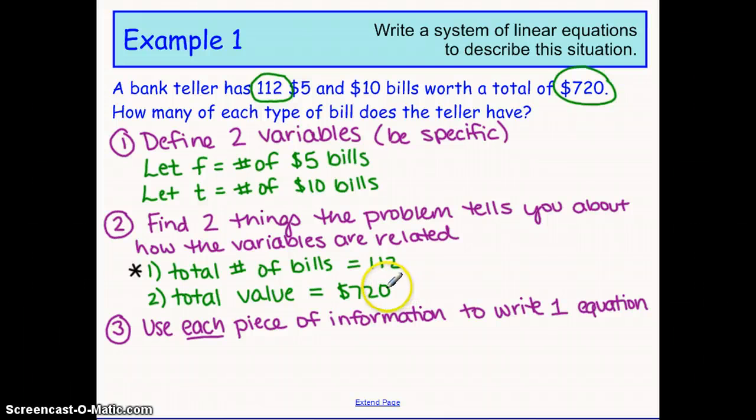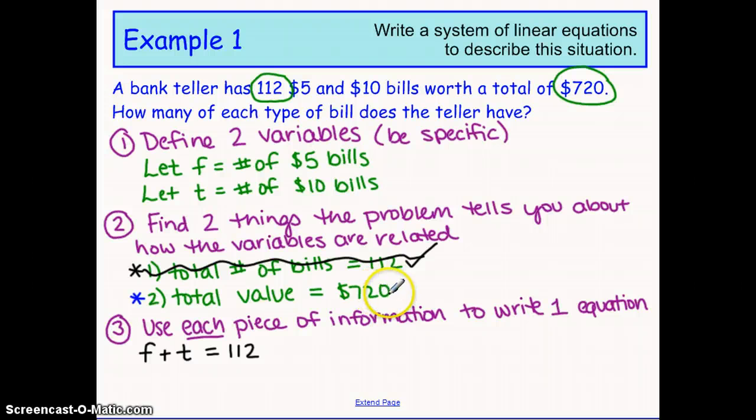So the total number of bills, you figure what that is by adding together the number of 5s and the number of 10s. So we know that f is the number of 5s and t is the number of 10s. And when you add those together, you should get 112 altogether. So just this first piece of information gave us enough to write this equation, f plus t equals 112. Now, you want to completely ignore what we knew from this piece of information, so I'm just going to cross it out, and think only about a new piece of information.